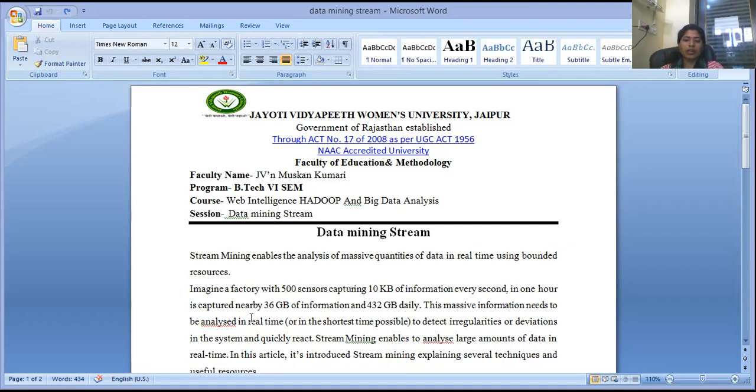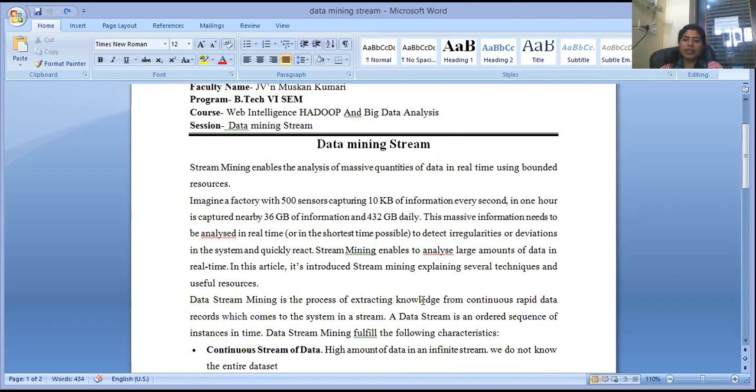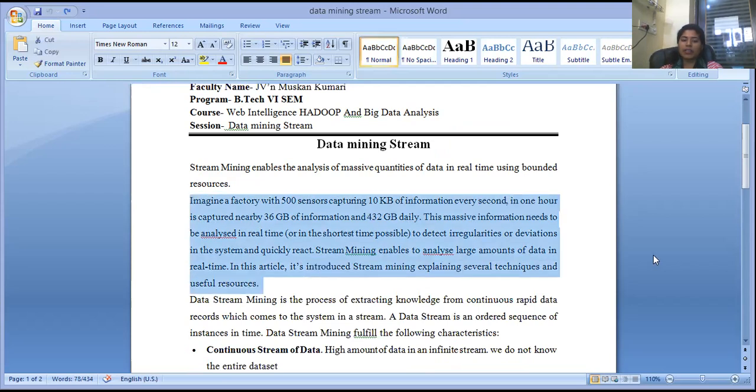So here we are discussing an example. Imagine a factory with 500 sensors capturing 10 kb of information every second. There is a factory in which 500 sensors are used, and they are capturing 10 kb of information every second, isn't it? So in 1 hour, 36 GB is captured.